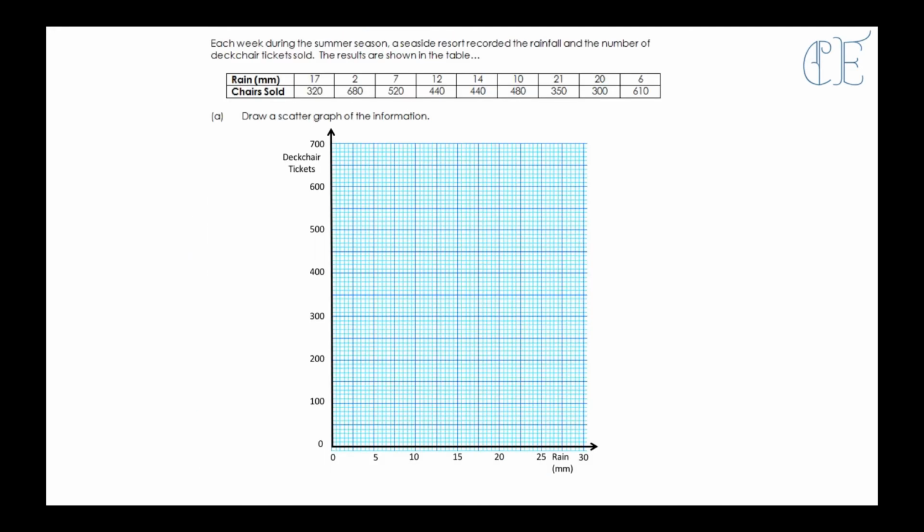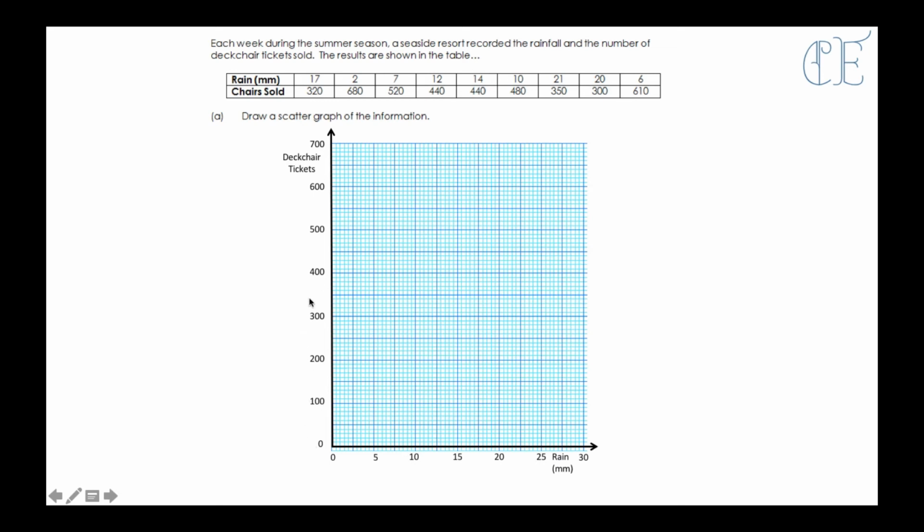Okay, let's have a look at another question. Each week during the summer season, a seaside resort recorded the rainfall and the number of deck chair tickets sold. The results are shown in the table. So as you can see, I've drawn a scatter graph. Well, not me, this is from an exam paper. So there's a scatter graph here with a nice, neat axis for the deck chair tickets. Deck chair tickets sold was quite high, with as high as 610 tickets sold. So as you can see, they've gone up in a nice axis of 100.